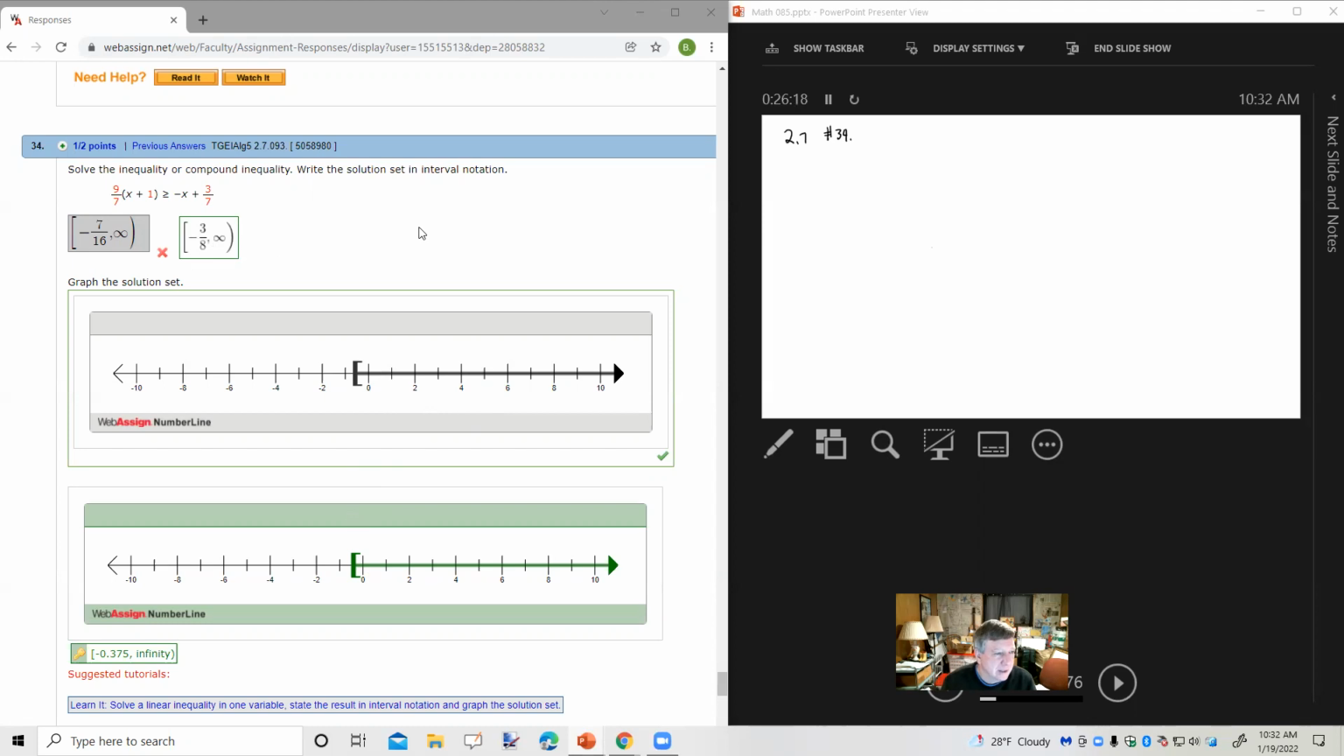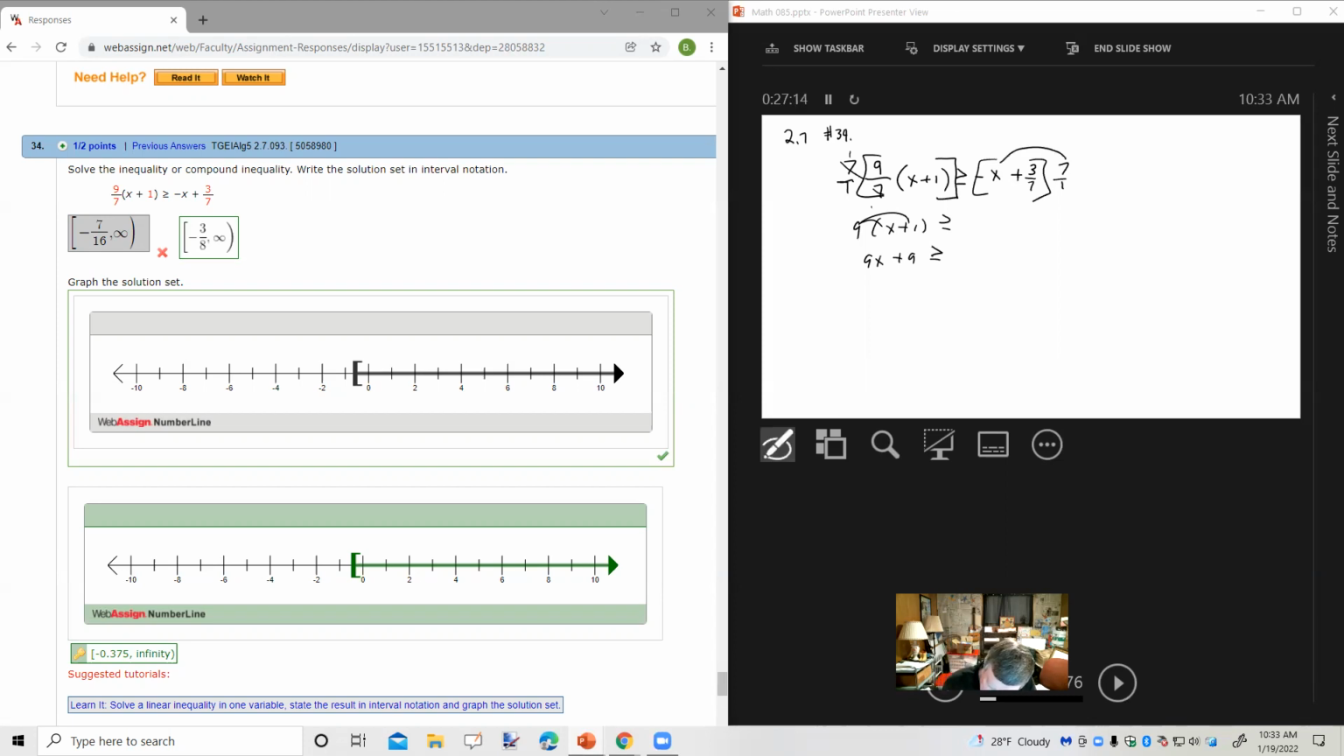So let's take a look at the inequality. We've got 9/7 times the quantity x plus 1 is greater than or equal to negative x plus 3/7. All right, let's go ahead and clear the fractions. So the least common denominator would be 7, or 7/1. So taking 7/1 times 9/7 would give us 9. So then I've got 9 times the quantity x plus 1, which is 9x plus 9. So the left side of the inequality simplifies down to 9x plus 9.